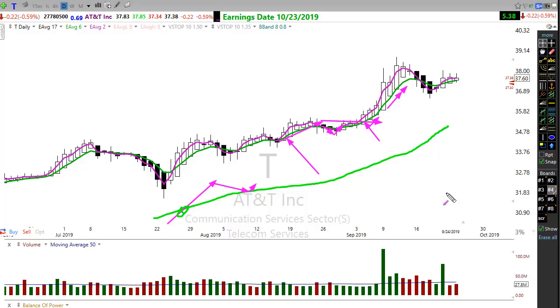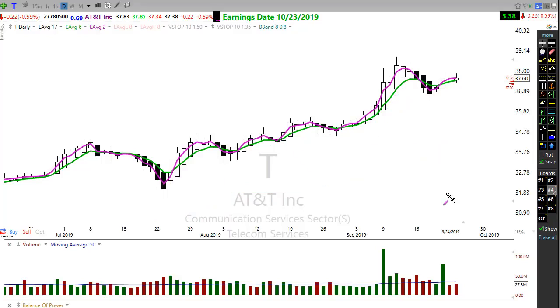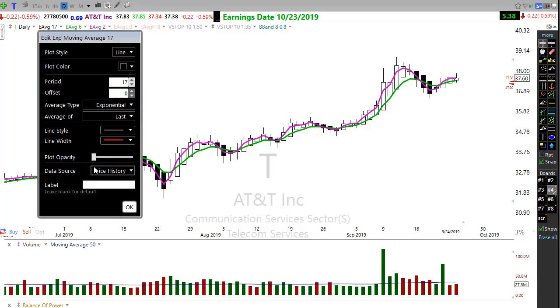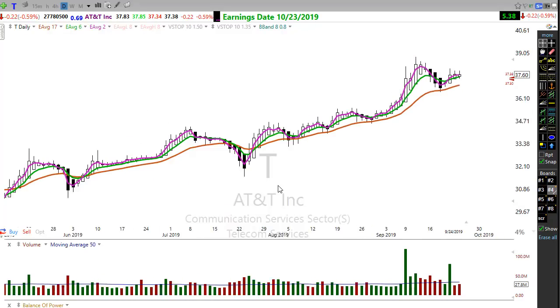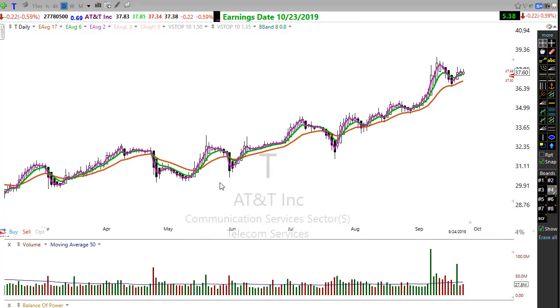Okay, it's the 2 and the 6. The 2 and the 6 exponential moving averages make up that pattern. So step number 1 is we want to find stocks that are trending. How can we find stocks that are trending? Well, one of the things I do is I like to use a trending 17 EMA moving average. Okay, that helps me find the trend.